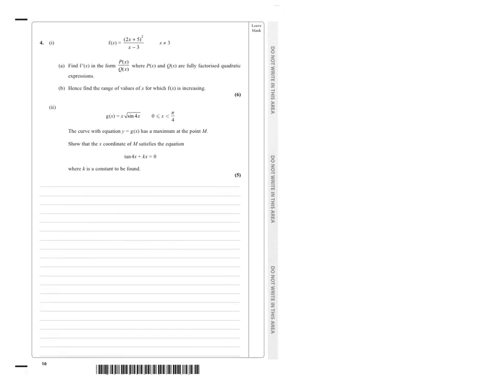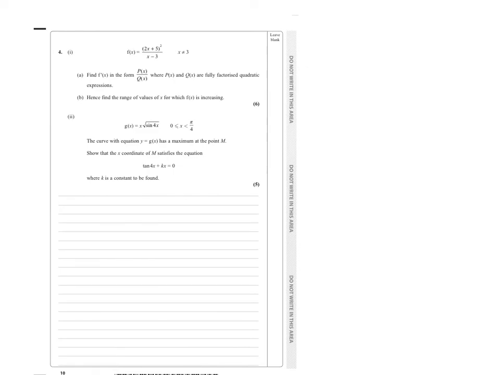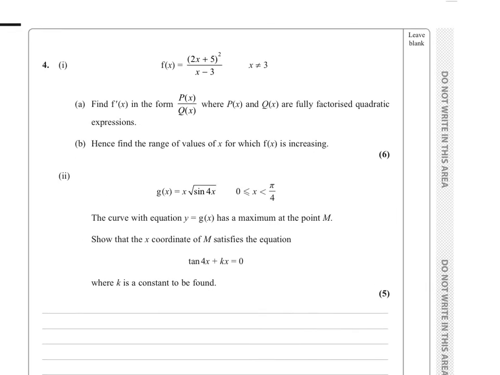Okay, question 4i. It says find the differential in the form px over qx, where px and qx are fully factorised quadratic expressions. First thing we should be thinking is quotient rule, v du minus u dv. That's it. That's all we should be thinking right now. So if I zoom in a minute, what do we have here? V and u. Okay, so we know it's v du minus u dv over v squared.